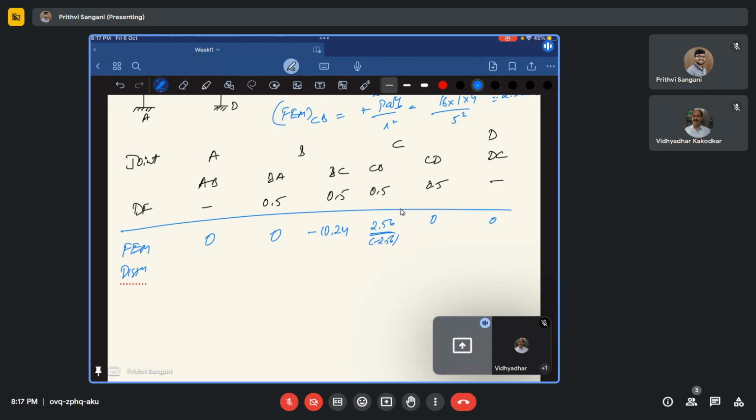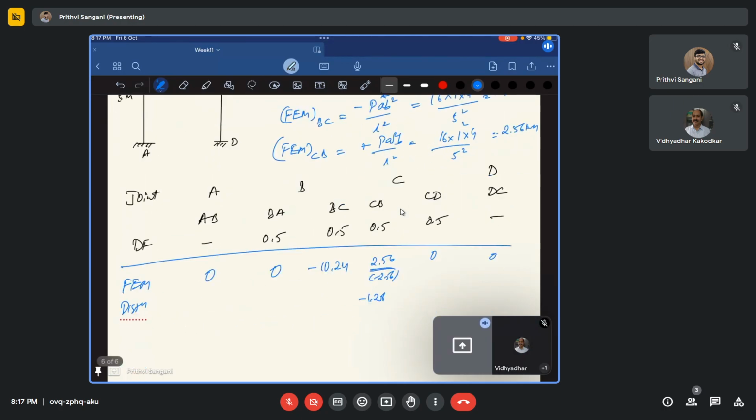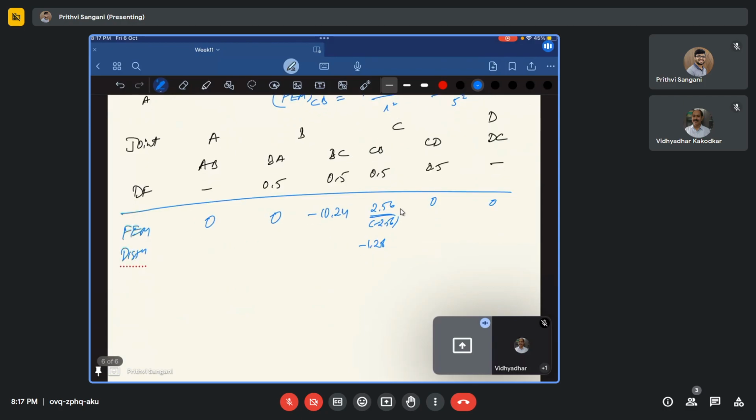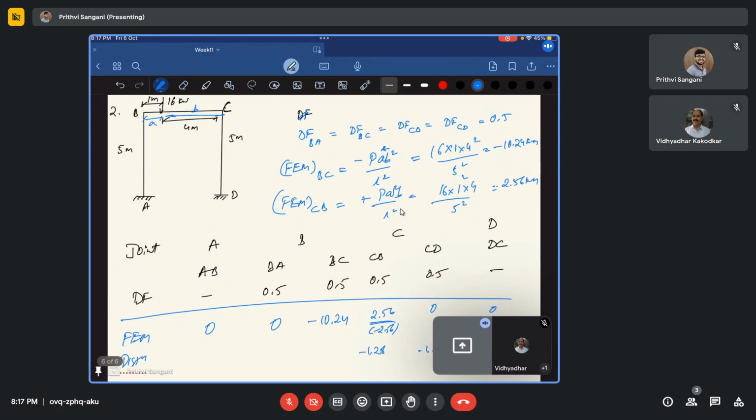So if you apply minus 2.56 at joint C, CB will take minus 1.28 and CD will take minus 1.28. Okay. Now similarly at joint B. Now at joint B, what is happening?